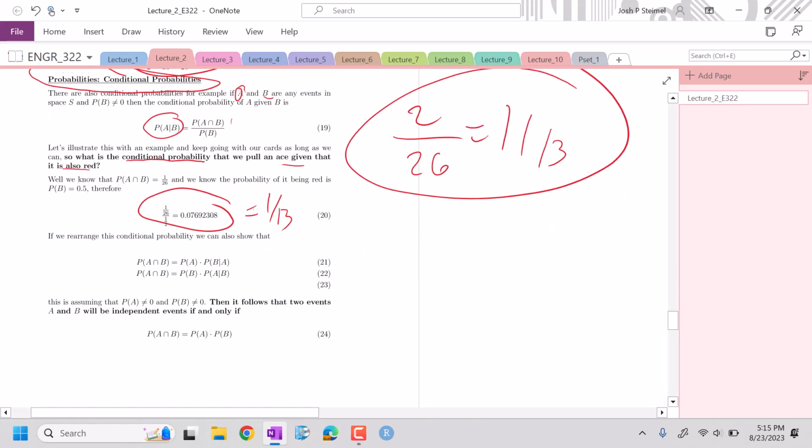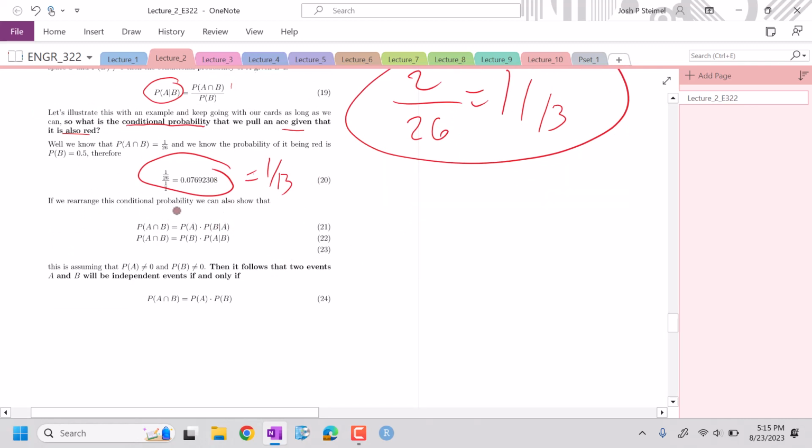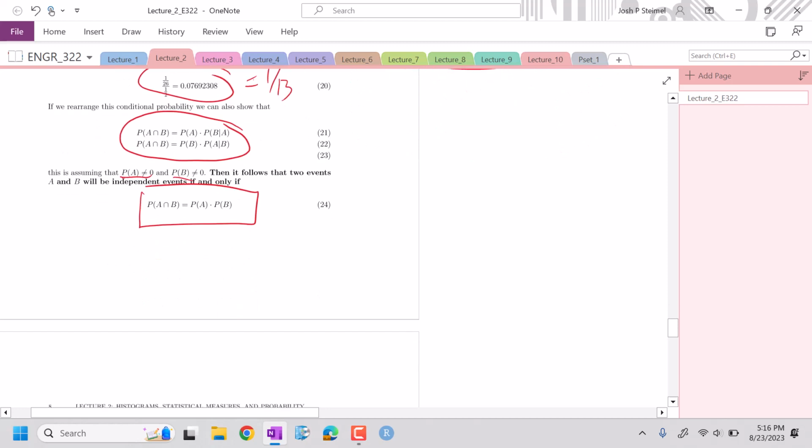You can also rearrange this conditional probability. We could put this on this side here, and you can do the same thing for A and B, or B and A, vice versa. Again, as long as we assume that the probabilities are non-zero for both event A and event B, then we can logically conclude that A and B will be independent events if and only if that is true. So this relationship must hold.